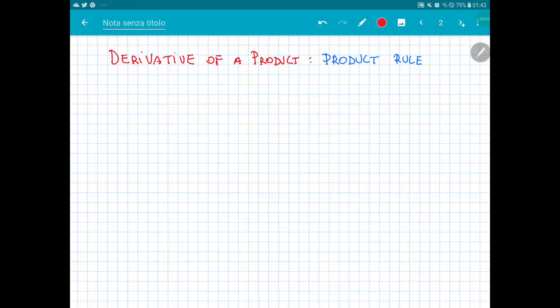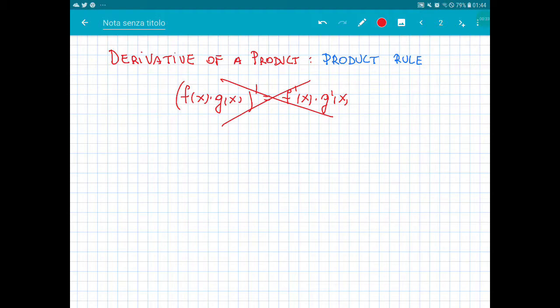So now we're going to talk about the derivative of a product, which is known as the product rule. The first thing that I want to stress is that you cannot simply take the product of the derivatives. So a formula of this type, that the derivative of f times g is equal to f prime of x times g prime of x, is completely false, and you should avoid it at all costs. Okay? What is instead the correct formula? Well, it's more involved than this, and it's the following.